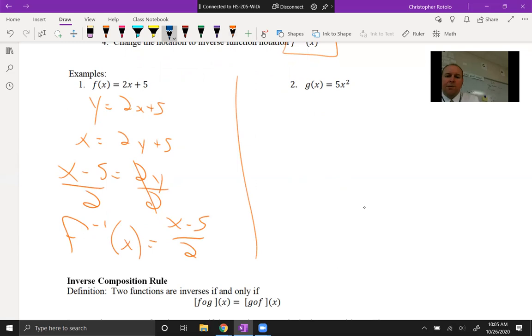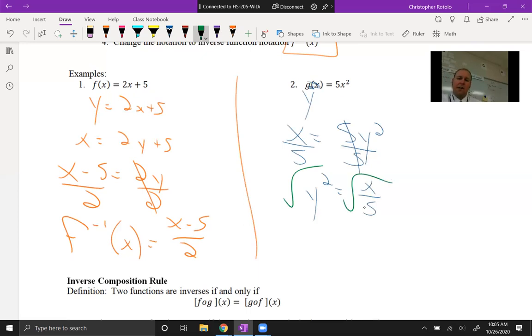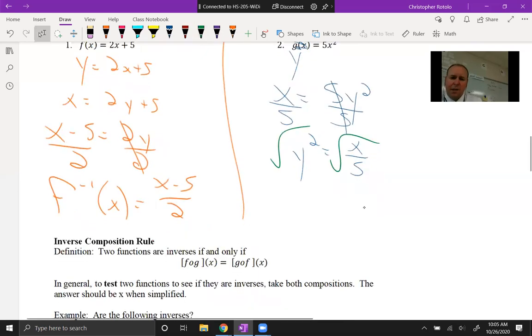Okay, so remember this is y. So I'm going to say x equals 5y squared. We're going to divide by 5. We'll get rid of that first. So now I have y squared equals x over 5. How do we get rid of that square? You can take the square root. Right? And that's going to cover everything because it was the last thing we did. So this would be y.